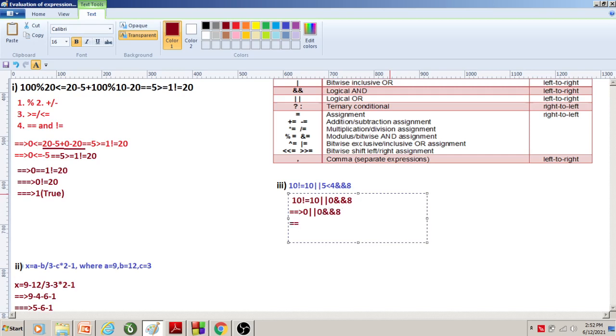Next we will consider the logical and operator for the evaluation. So it is 0 or 0 logical and 8, and again the result is 0. So 0 or 0, the final result is 0. This is the evaluation of this particular expression.